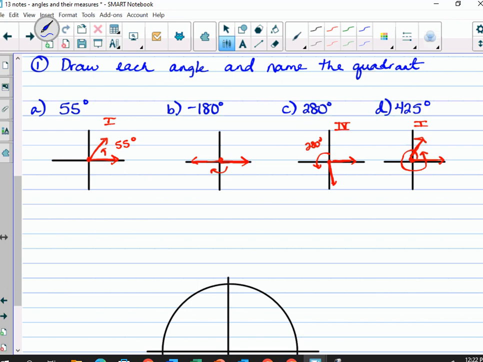I don't know what you mean by 3 and 4. C and B? C? B is quadrant. Right. I didn't ask you to name the type. We haven't talked about any types of angles. I've said name the quadrant. I said draw each angle and name the quadrant.